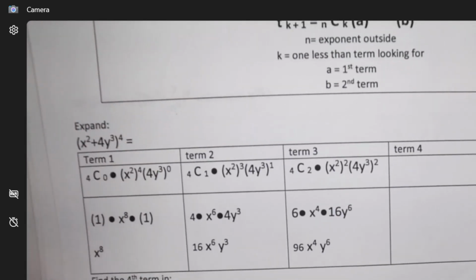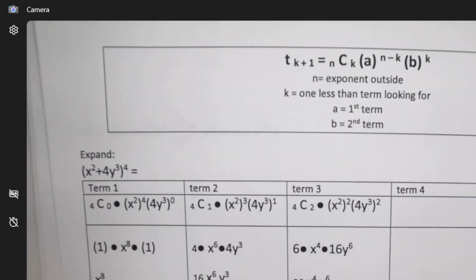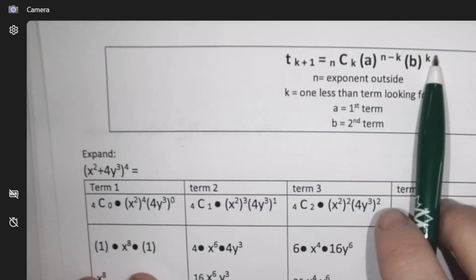Now we're going to extend this. Okay, so here is this crazy looking formula. Looks complicated, but it's not, so we're going to break it down. Okay, so here is what I did in a simple way for this.